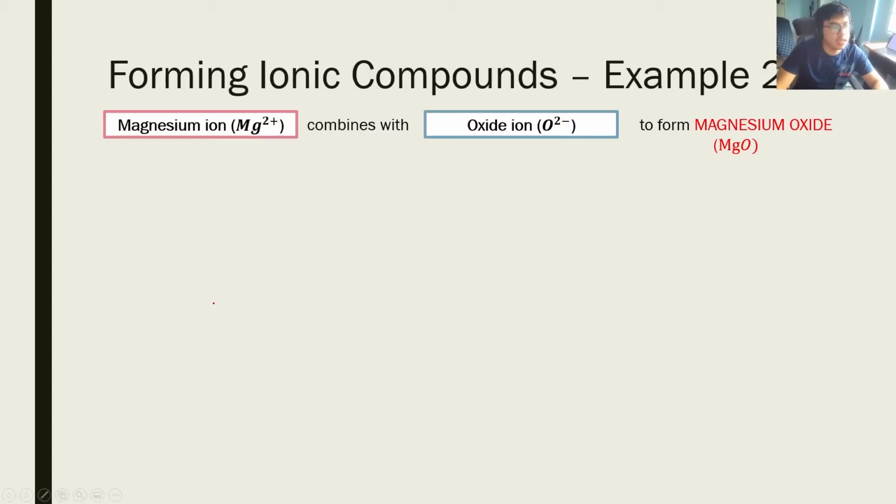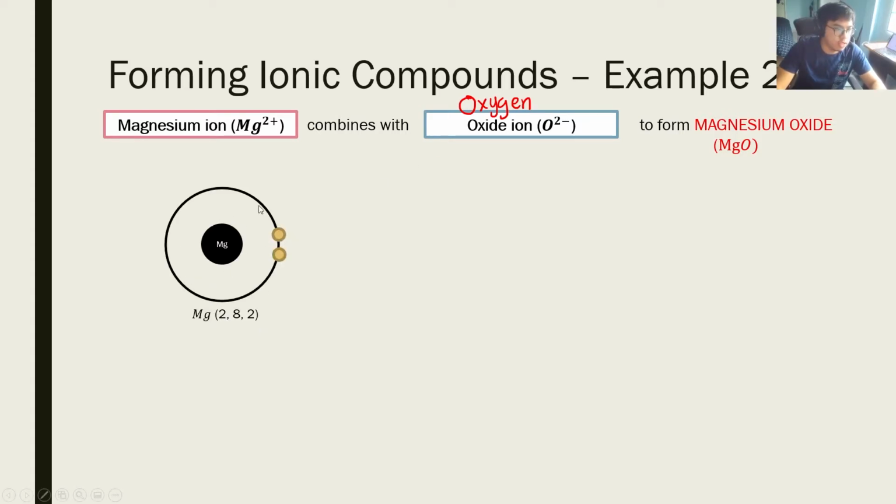lattice structure. Another example of ionic compound is you have magnesium ion Mg2+ combined with oxide ion O2- to form magnesium oxide. So oxide is just another word for oxygen. So when oxygen becomes an ion, it changes its name to oxide. So magnesium is 2,8,2. Here actually there are two more shells inside, but we want to make it simple. We only draw the outermost shell. Just now we drew only this one. 2 electrons outside here. Oxygen, yes, is 2,6. So we are only drawing the 6 electrons in the outermost shell.